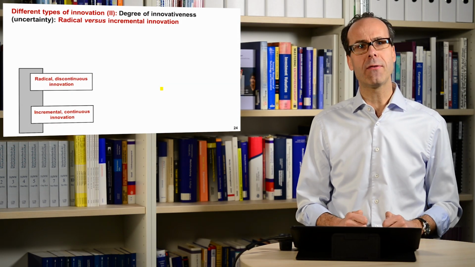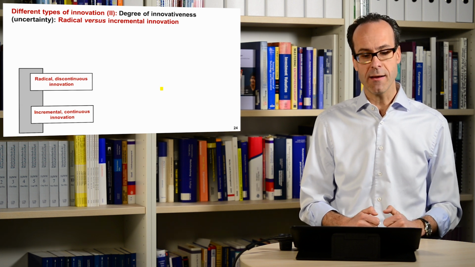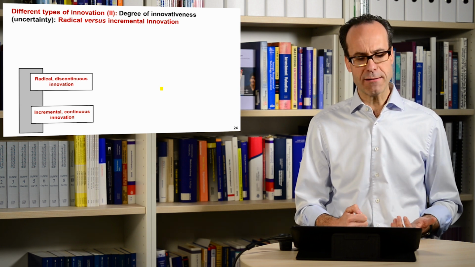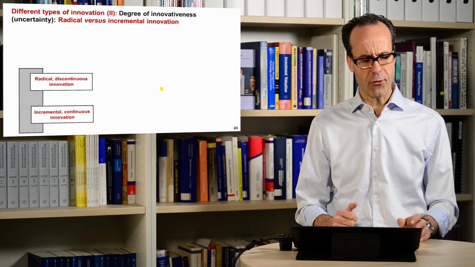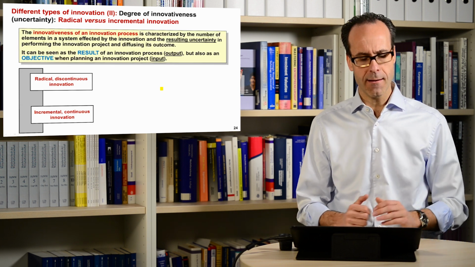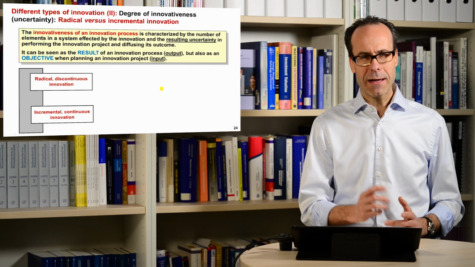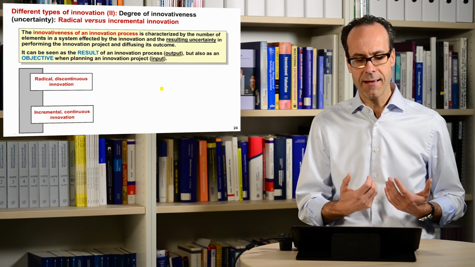Another very famous and very important distinction is this between radical and incremental innovation regarding the degree of innovativeness, also the degree of uncertainty. Let's first define this term. So the innovativeness of an innovation process, but also of an innovation outcome, is characterized by the number of elements in a system affected by the innovation and the resulting uncertainty in performing the innovation project and diffusing its outcomes. So we can have two perspectives on this.